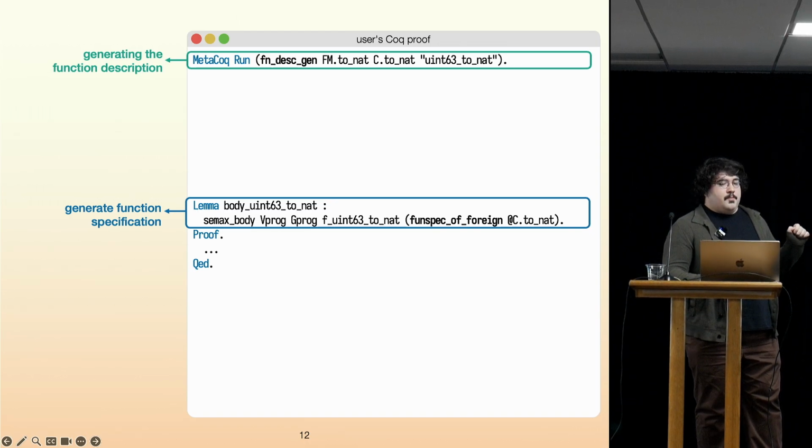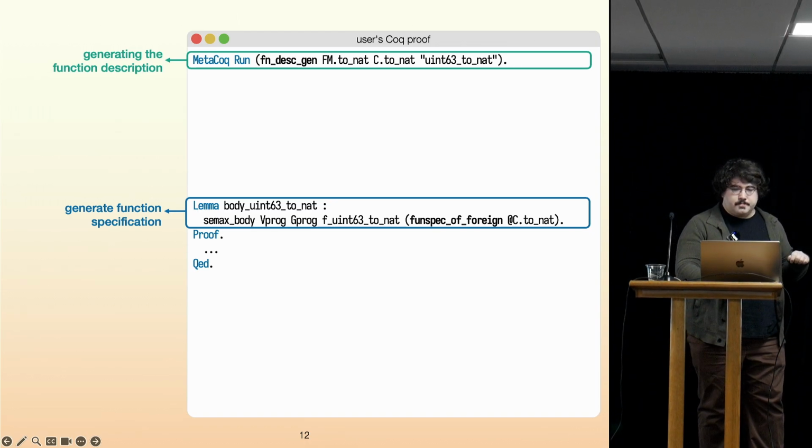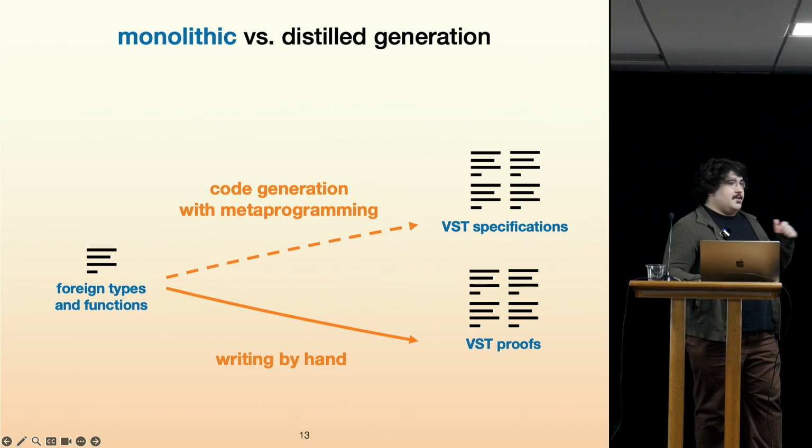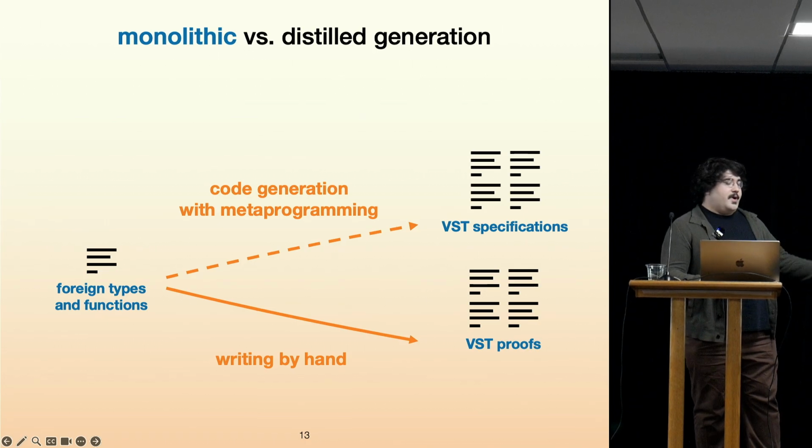So I want to talk a little bit more about reified descriptions, since I believe it's one of our scientific contributions. This contribution comes from our realization that we have a choice about how we generate things. We could choose to take foreign types and functions and generate a scary VST spec directly from that with a colossal metaprogram. Or for parts where we write VST proofs by hand, we would write a long proof that's hard to follow. So we can call that the monolithic generation approach.